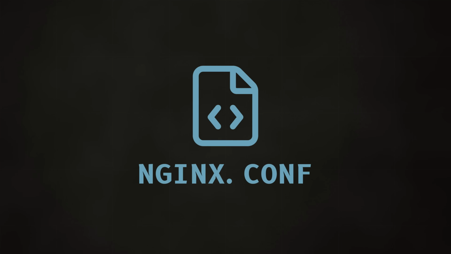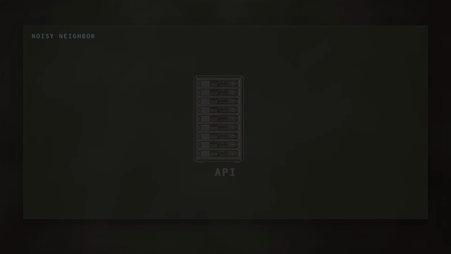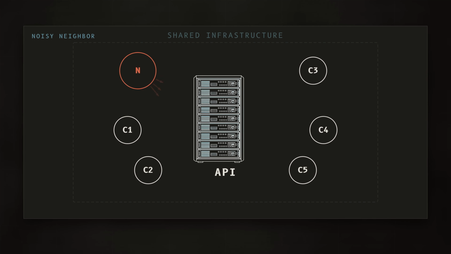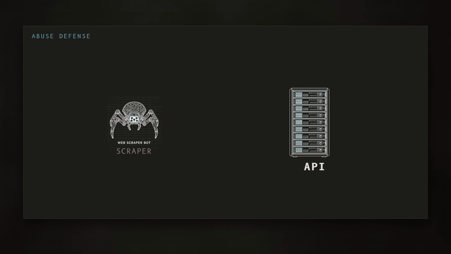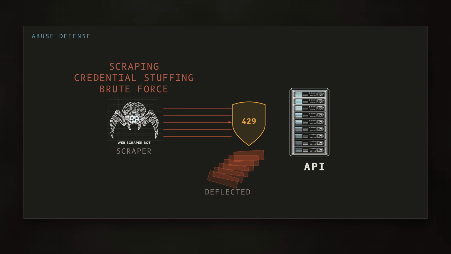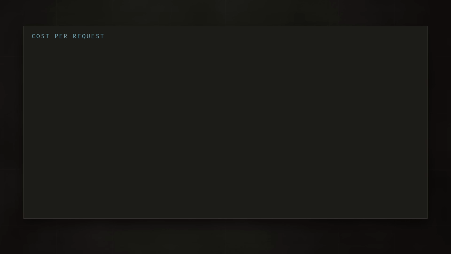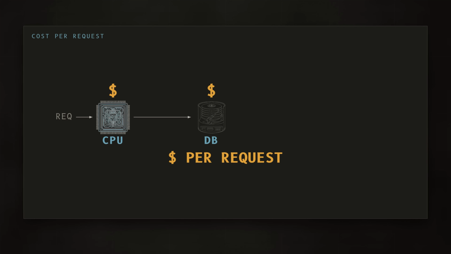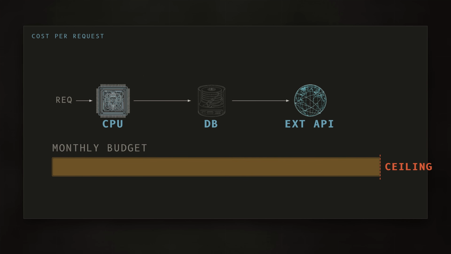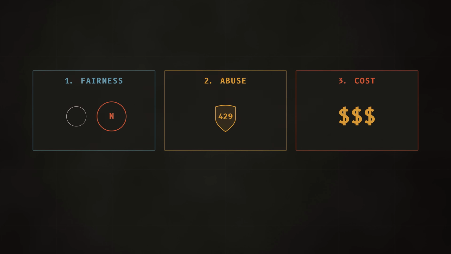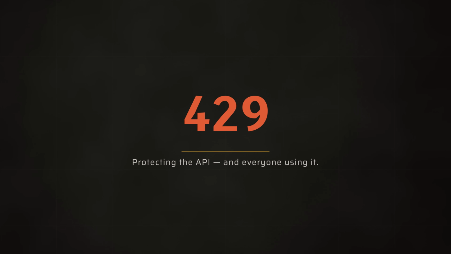Let's get into it. APIs usually throttle for 3 reasons. First one, fairness. One loud client shouldn't slow everyone else down, the noisy neighbor problem. Second is abuse. Scraping, credential stuffing, brute force, those kinds of things. Limits are your first line of defense. Third is cost. Every request hits CPU, a database, maybe a paid downstream API. At scale, limits can keep the bill predictable. So 429 isn't the API being rude, it's the API protecting itself and the other clients trying to use it.